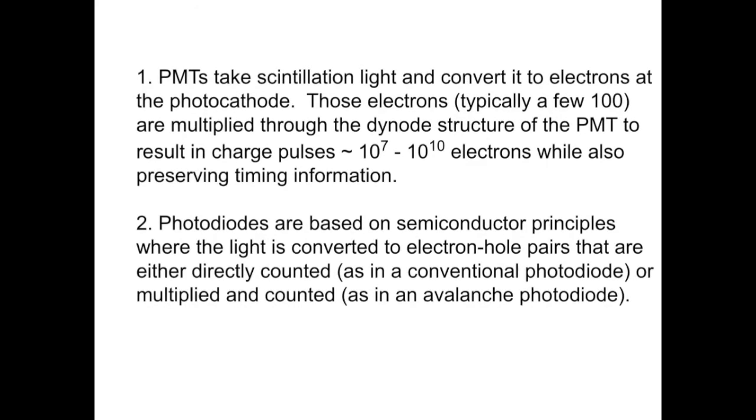Now we're into the photomultiplier tubes and photodiodes. This is the thing that's going to measure the light coming out of the scintillator. PMTs take scintillation light and convert it to electrons at the photocathode. Those electrons, typically a few hundred, are multiplied through the dynode structure of the PMT to result in charge pulses on the order of 10^7 to 10^10 electrons, while also preserving the timing information. Number 2, photodiodes are based on semiconductor principles where the light is converted to electron-hole pairs that are either directly counted or multiplied and counted.